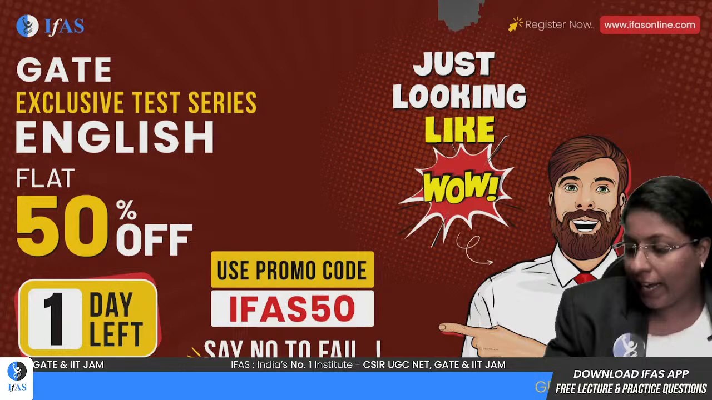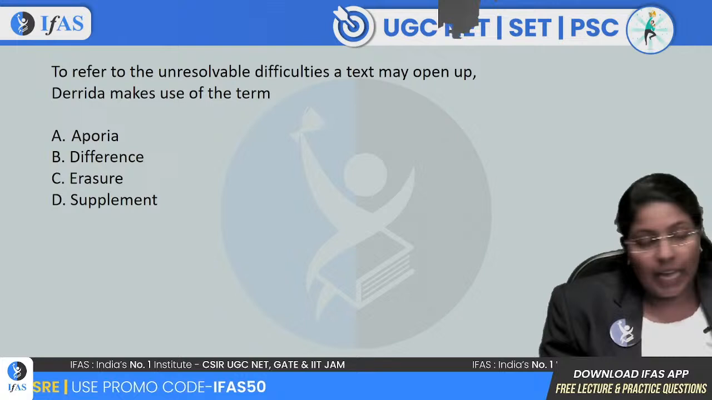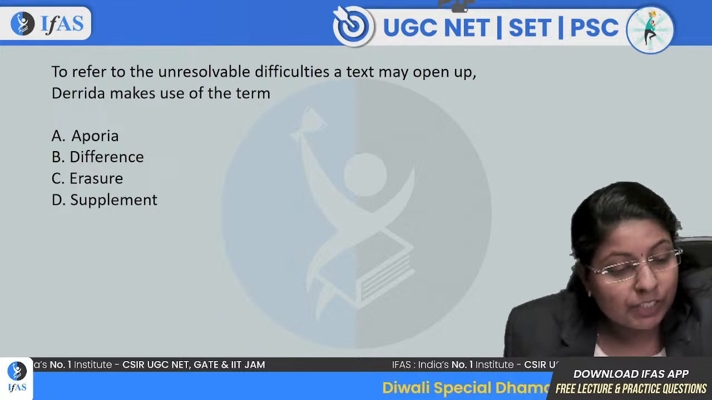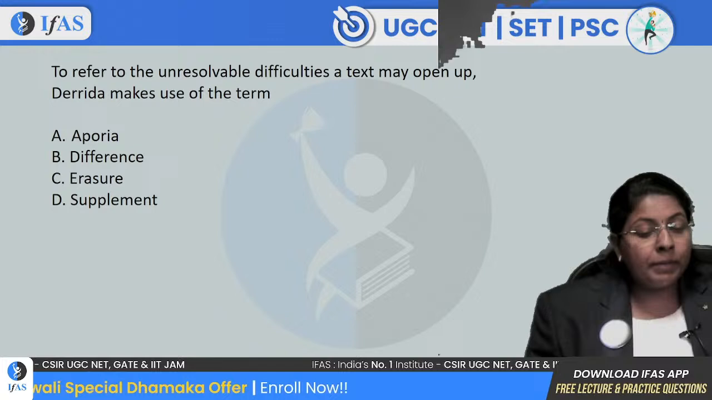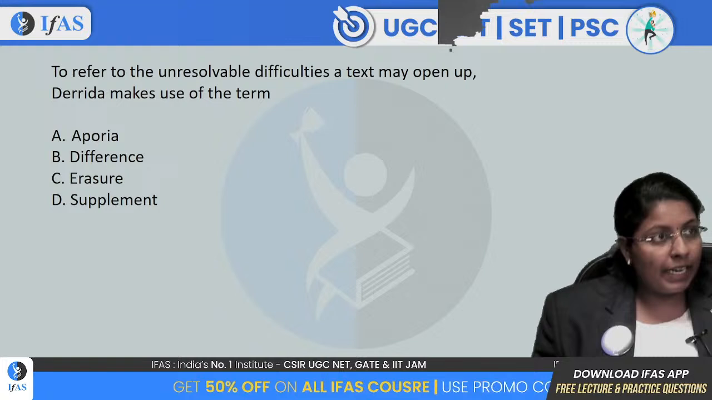So moving towards the first question of your previous year question paper: to refer to the unresolvable difficulties a text may open up, Derrida makes use of which term? What term does Derrida use for this?